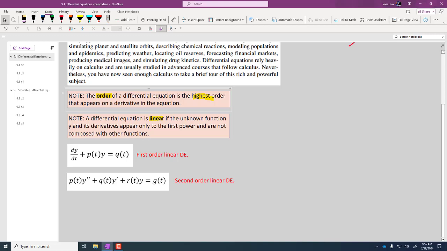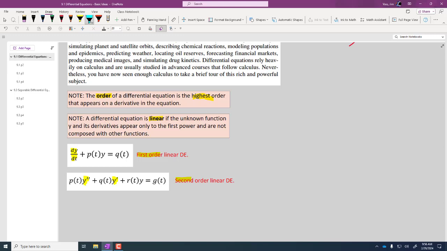So when we look at this equation right here, the only derivative that we see is y prime. Right? There's no y double prime, there's no second derivative, there's no third derivative. So this is a first order differential equation. So it's first order because the highest derivative that we see is first order. This second equation, we see a y double prime and we see a y prime. So this is a second order differential equation because the highest derivative that we see is a second order derivative. Okay, so that's order.